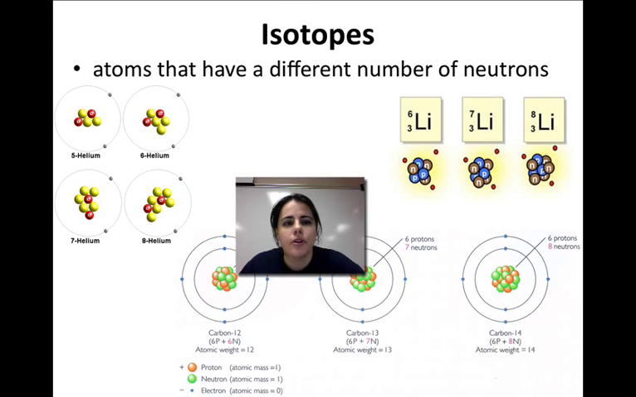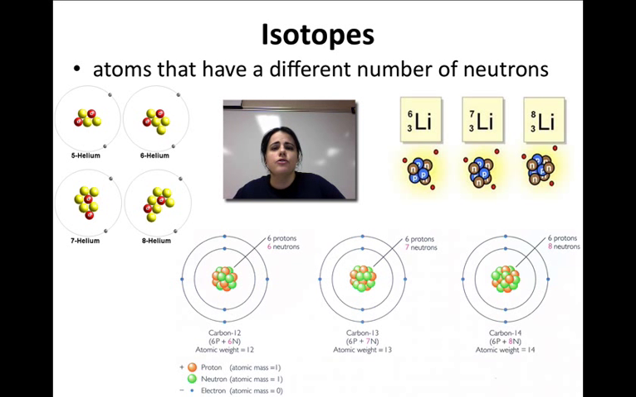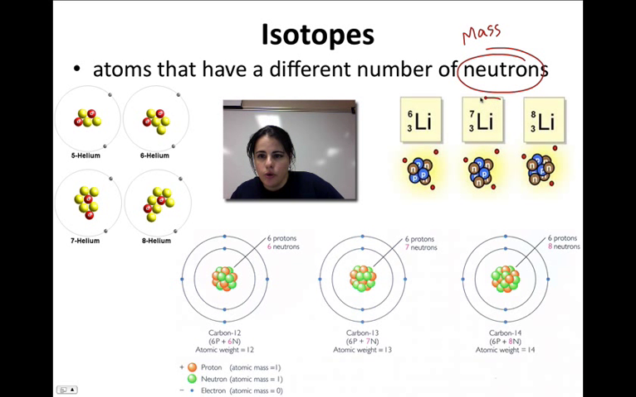Let's talk about isotopes. Isotopes are different numbers of neutrons in the atom instead. So we're not talking about the electrons, we're talking about the neutrons. Anytime that we talk about the neutrons, we are talking about the mass of the atom. And it's not going to be the normal one that's on the periodic table. For instance, this is a normal lithium because most lithium on this planet has a mass of 7, which means that it's going to have 3 protons and 4 neutrons.